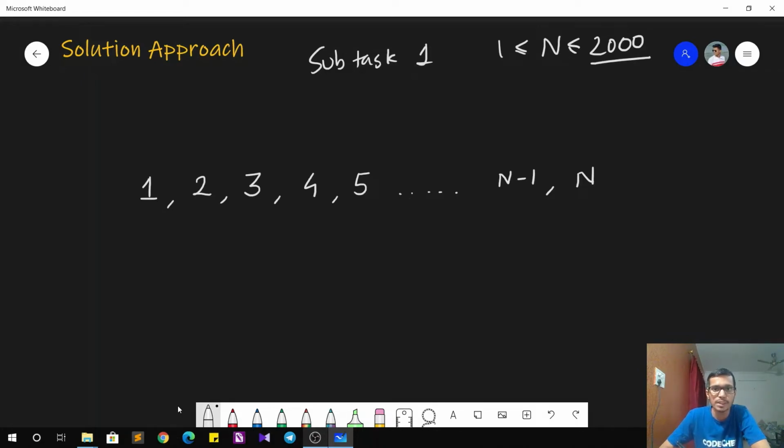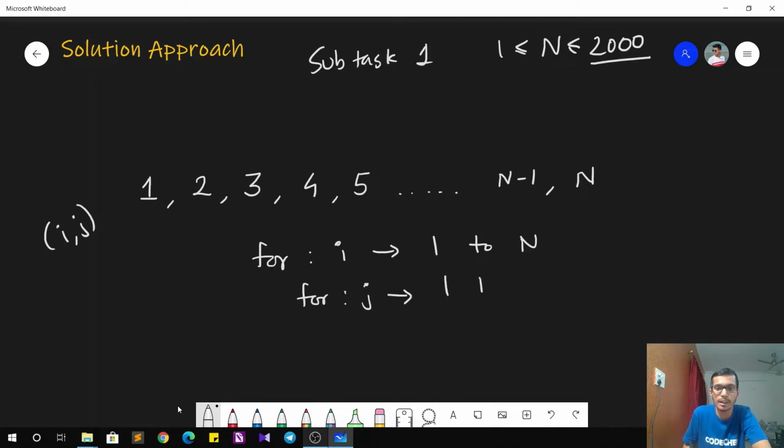So what we can do is brute force over the pairs i, j. How? We'll just write two nested for loops. One for loop is for i and i runs from 1 to n. Similarly, inside that there will be another for loop which runs for j, and j also runs from 1 to n. In this way, all the pairs will be calculated. That is, for i equal to 1, j can be 1, 2, 3 and so on. Similarly, for i equal to 2, j can be 1, 2, 3 and so on.